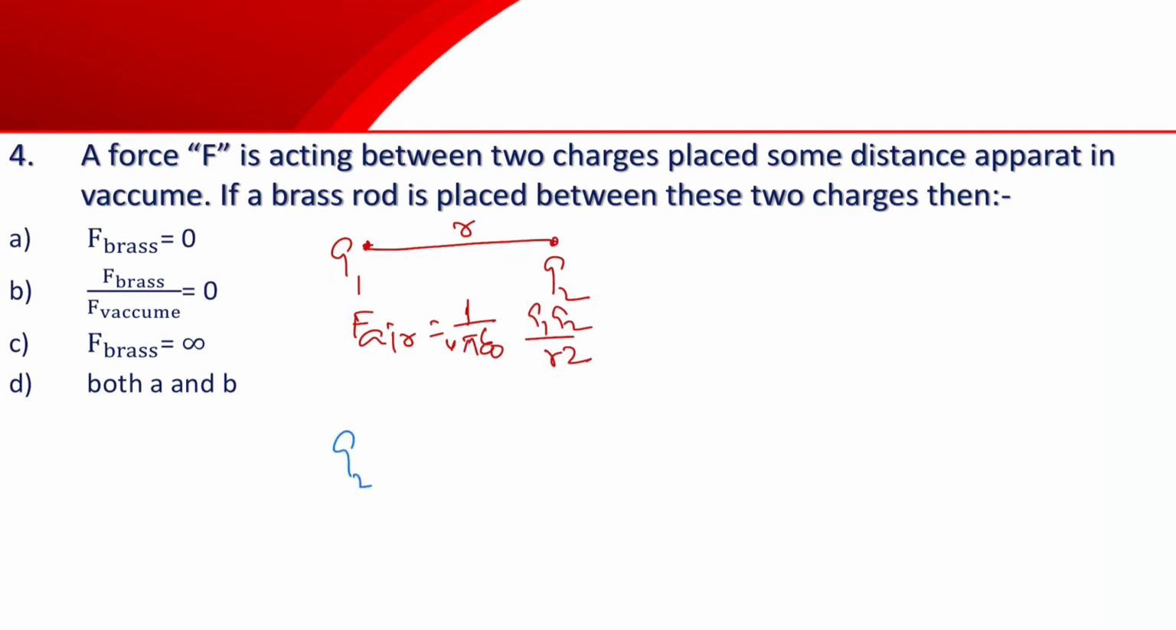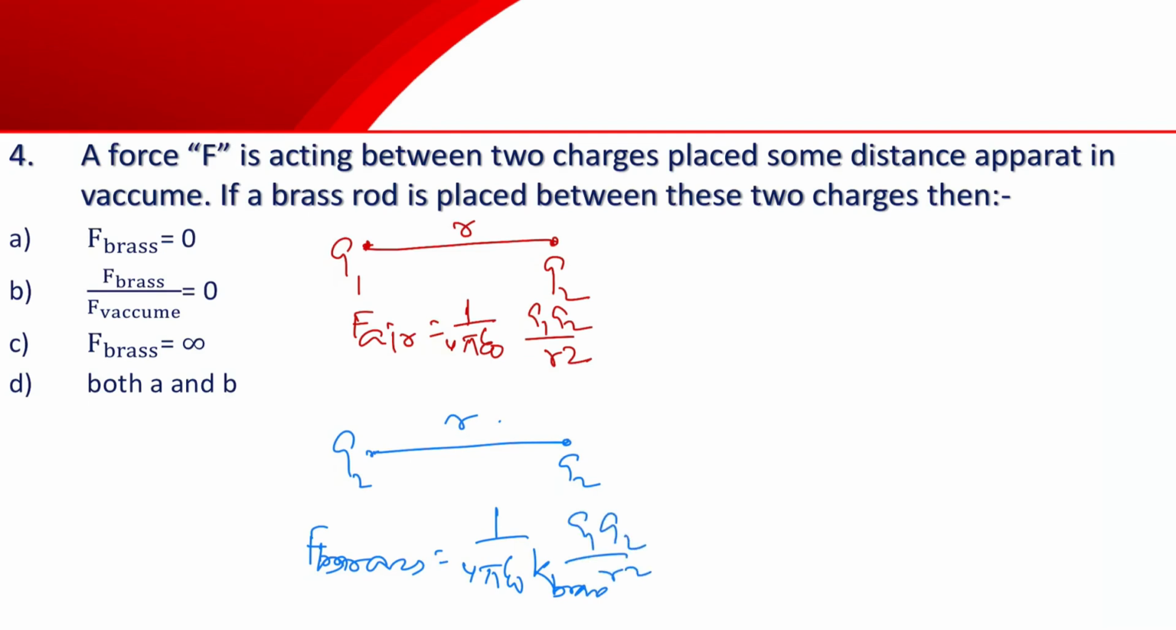Now in this, the medium is changed. All things remain the same: q1, q2, distance. But the medium is changed. So for F medium, here brass is the medium, we can write F brass equals 1 upon 4 pi epsilon naught times the dielectric constant of brass, q1 q2 upon r square. But we know that for any metal the dielectric constant K is infinity. For K brass it will also be infinity, because brass is also a metal.